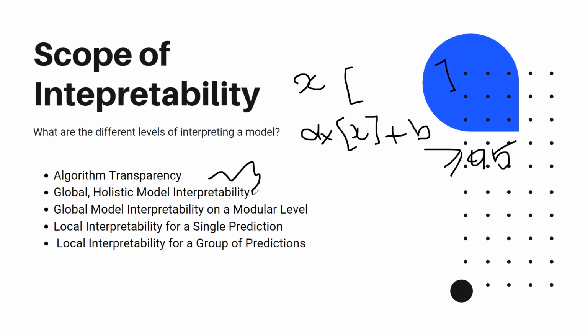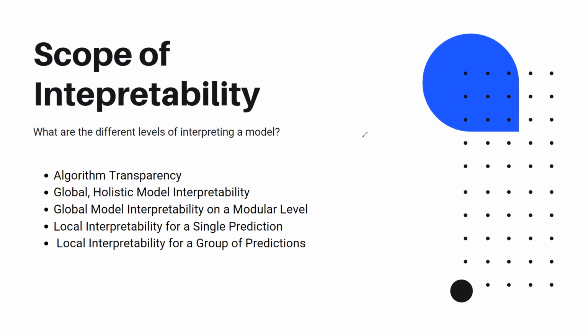Usually for the simple models that we study right now, we always have to study this algorithm transparency and global and holistic model interpretability. So for the majority of the models that we are studying, we know these values. But there are some cases where we do not know. For example, there is a model that has been trained by other people, and you're using it as a completely black box.